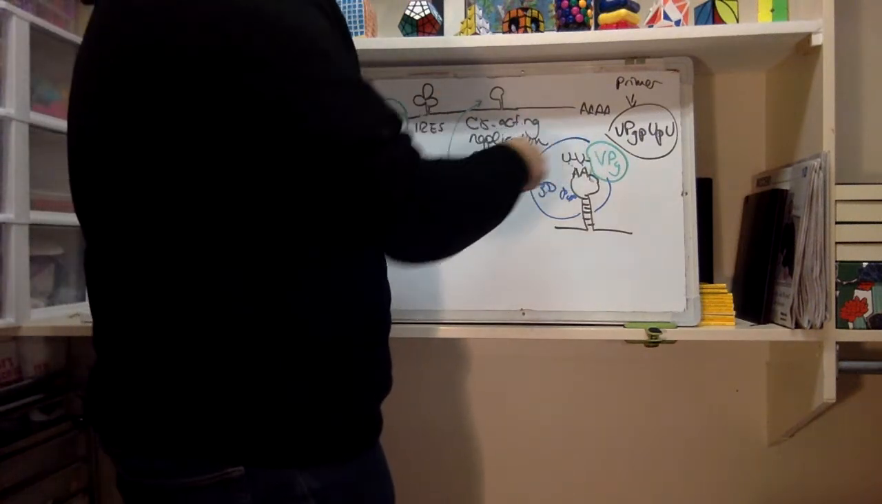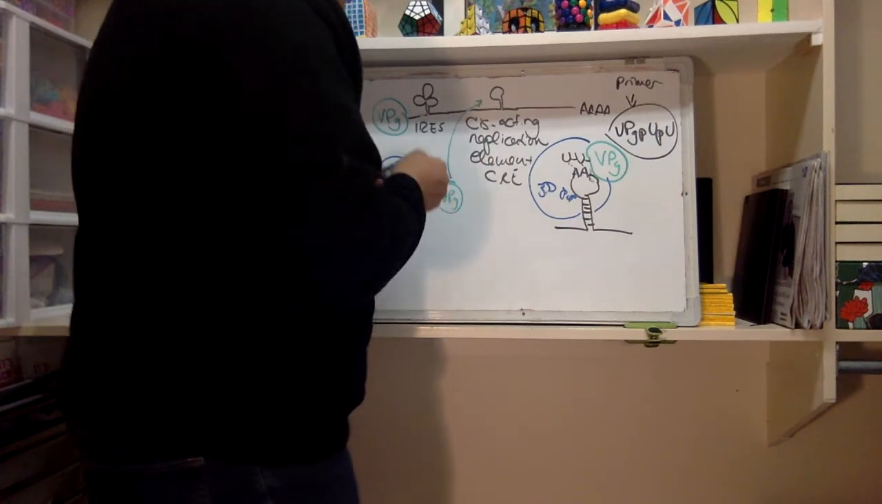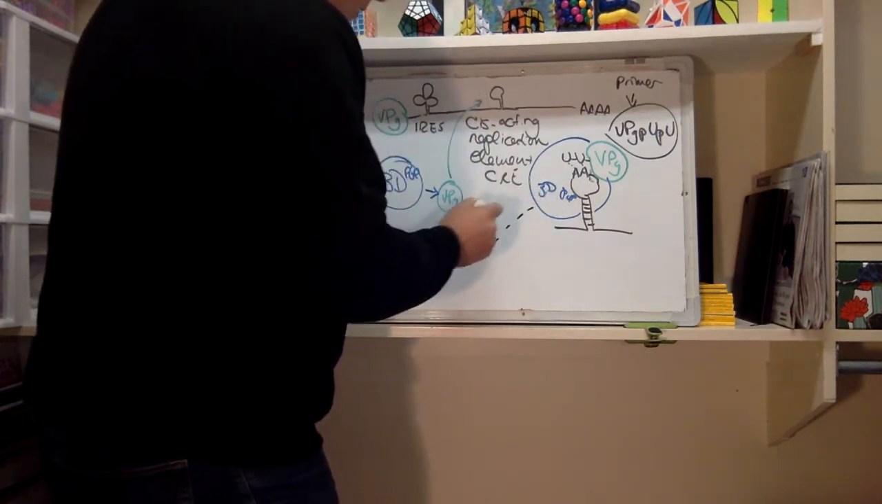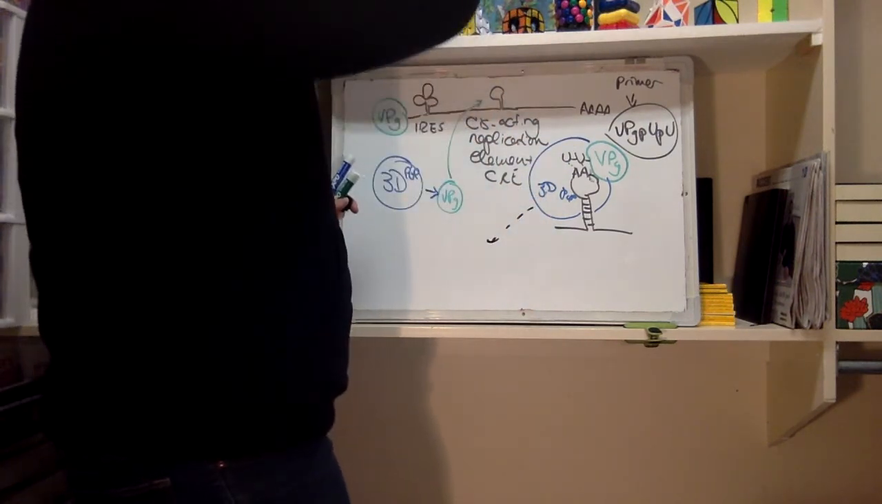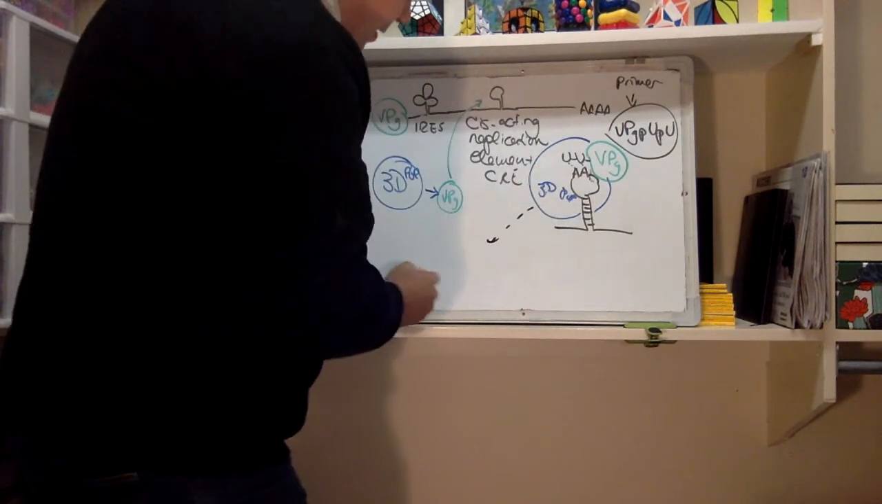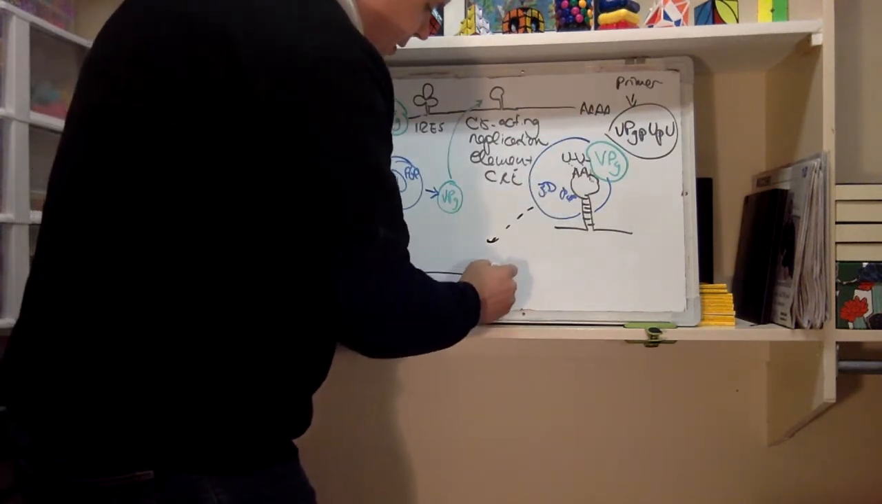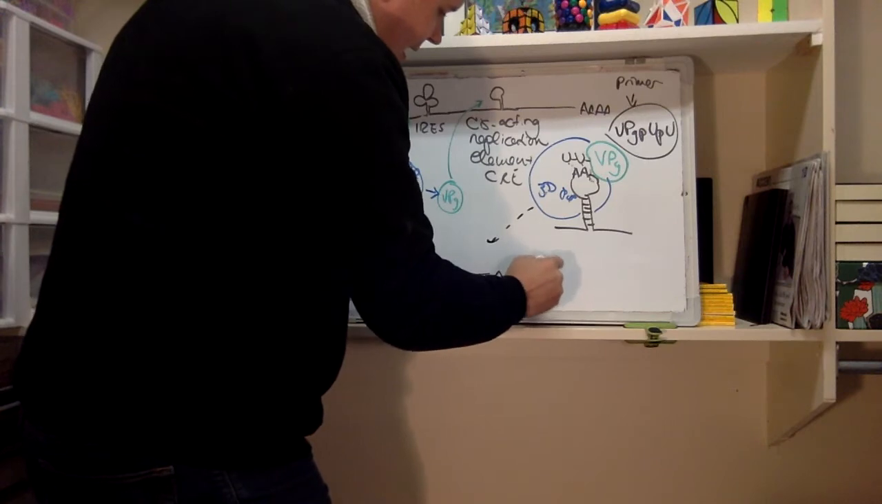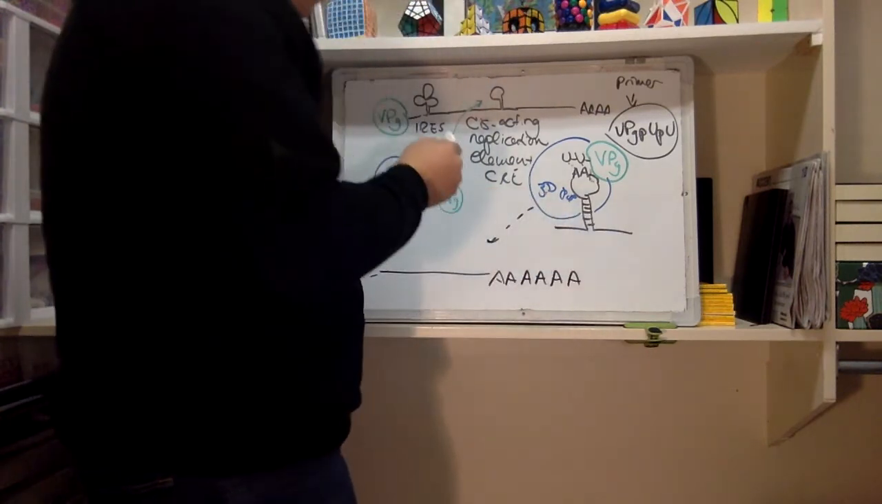So this thing is going to come down, and it's going to bind. Let's show it down here. It's going to bind to the genome. So we'll draw the tail end of the genome. So da-da-da-da-da, and then A, whatever.